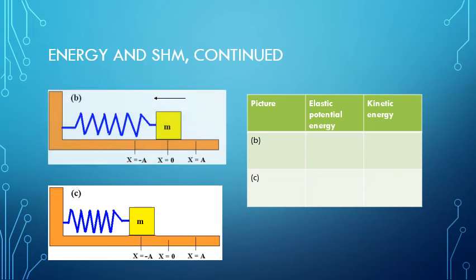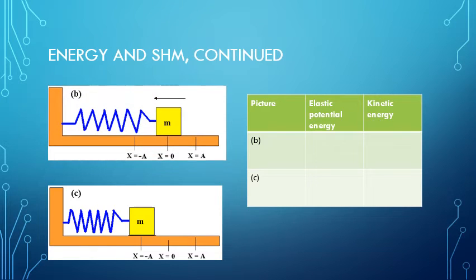But if we take a look at points B and C, we can see we're going to have different results. At point B, it's not stretched at all. So we're going to have no elastic potential energy at that point. But you can see there's an arrow. It's going to the left. It's moving pretty fast. So we're going to have lots of kinetic energy.